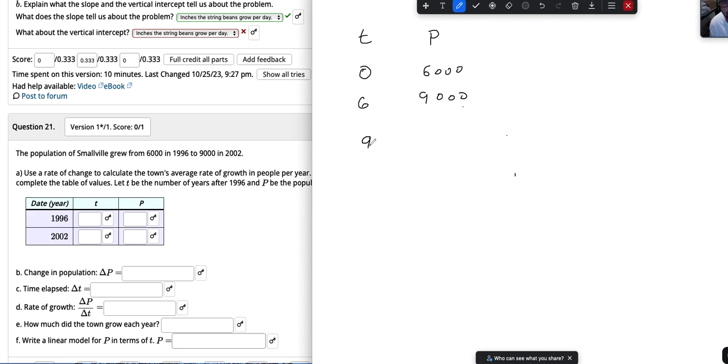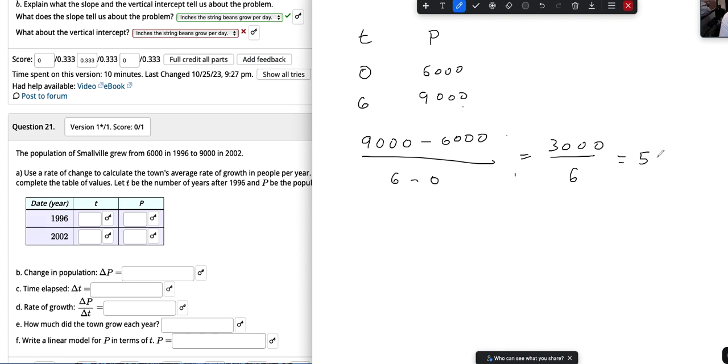So that would go 9,000 minus 6,000, which I guess I already figured that out, and then 6 minus 0. So that's the 3,000 I just mentioned, and then the other one, right here, the change in time was 6. So they're just kind of having you find those two numbers independently and then find the slope. So it looks like that would make the slope, or the rate of change, 500.